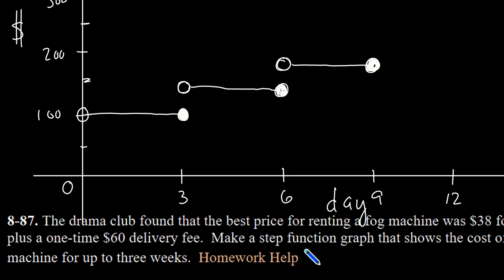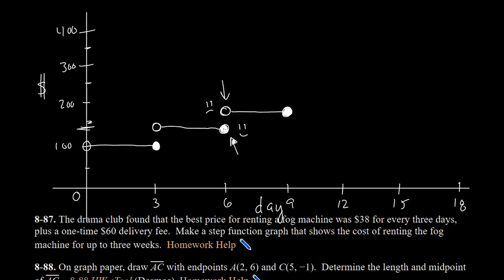And just remember what these dots mean. This open circle means it's not included. So that's not a point that's on the graph, it's just a boundary. And the solid dots mean they are included. So if you were to ask me what do I pay for 6 days, I would not go to here. This is not where I would go. I would go to this dot, and I would say, you're going to pay whatever this price is, which is 98 plus 38, just a number. So anyways, just continue those lines out, and that's the step function.